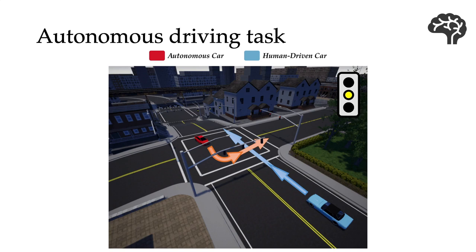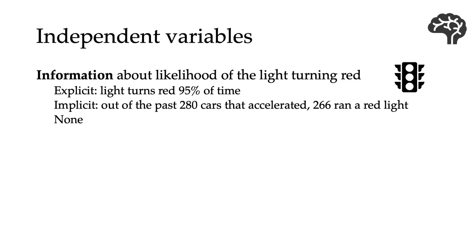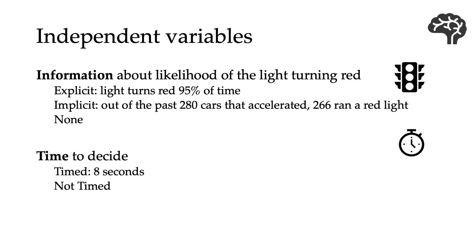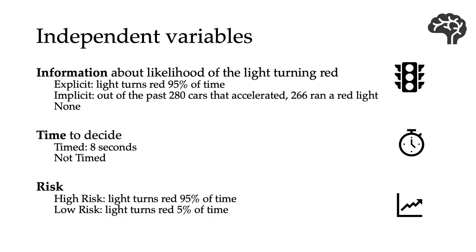We conducted a study based on our running example. We told users to imagine that they are on their way to return a rental car, but the stoplight turns yellow. They can choose to accelerate and risk paying a $500 fine, or stop and pay a late fee. Here are some factors that we thought could influence how humans make decisions. Information about the likelihood of the light turning red, the amount of time users have to decide on an action, and the risk involved. We varied these three different things and asked human drivers whether they would accelerate or stop in each one of these scenarios.